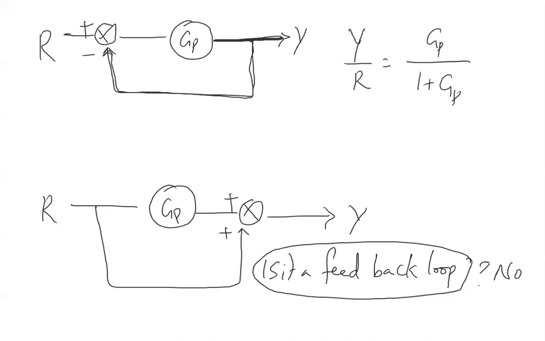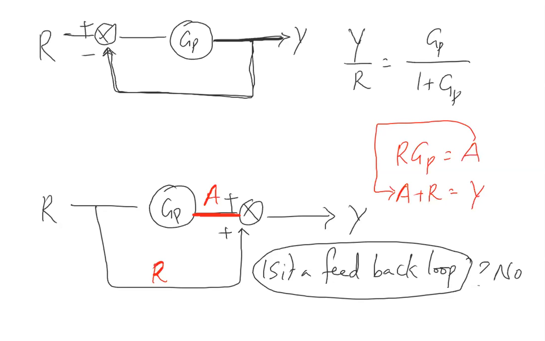When no shortcut is applicable, then what you should do is assign the variables. So this is R, and this is also R. This doesn't have any signal, so I put it as A. Then how many equations can you write? When there is no shortcut, you have to follow the original approach. Write the variables, write the equations: R into GP is equal to A. A plus R is equal to Y. Now if you substitute here, R into GP plus R is equal to Y. Then what is Y by R? 1 plus GP.